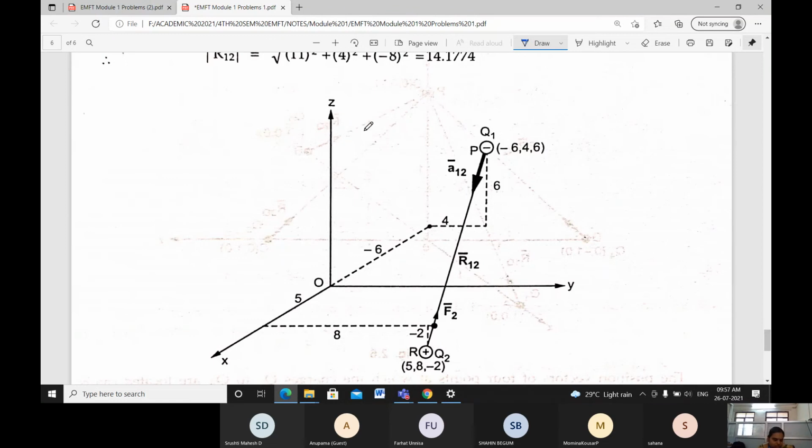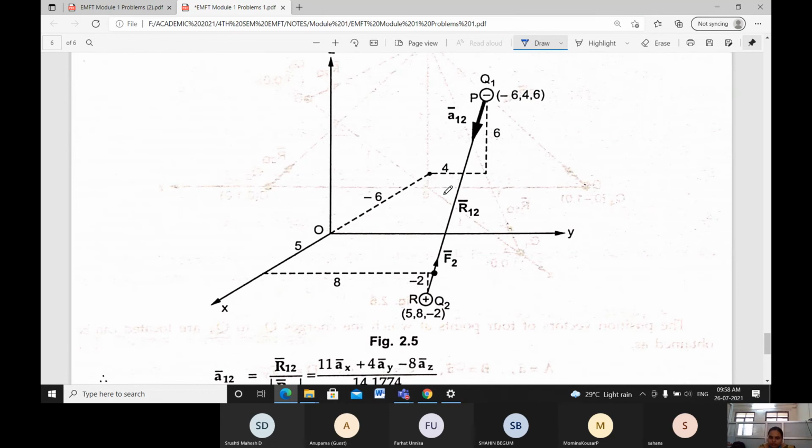Here the diagram is given, with the XYZ axes, where our Q1 is located at (-6, 4, 6) and Q2 at (5, 8, -2). We want the force exerted on Q2. Observe here, for that reason the arrow is on Q2 and the force is towards this side. The distance between them is R12. Fully it's given in a triangular way. You can analyze how the diagram is drawn.